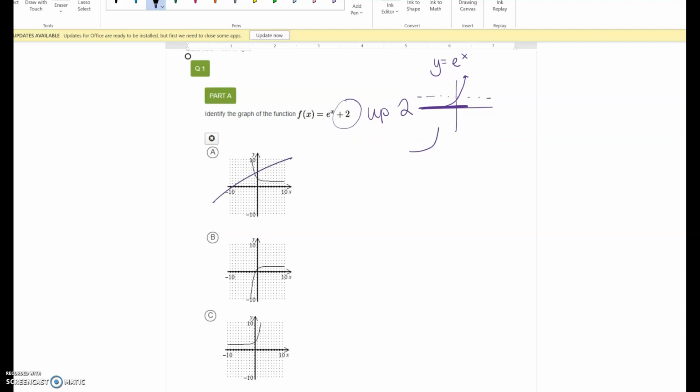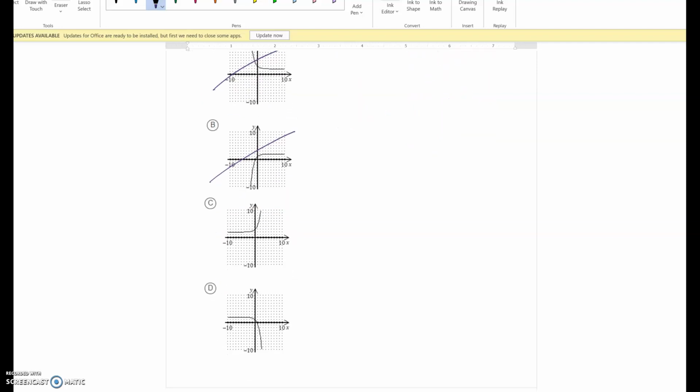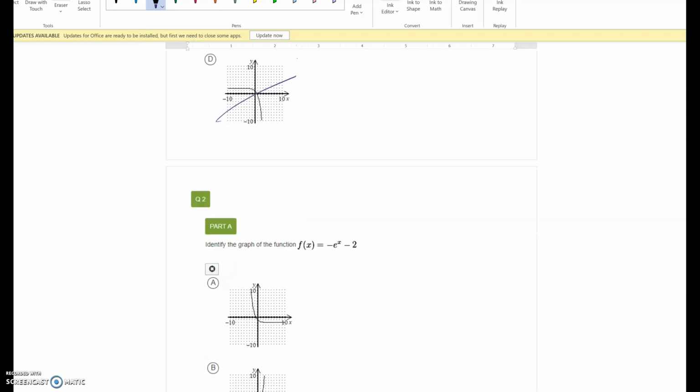So it's definitely not A, not B, not D. You don't even have to think about the fact that it's moved up 2 because C is the only one that has that shape. And you can look at this and see that that asymptote is up 2 dots. So C is the correct answer on that one.